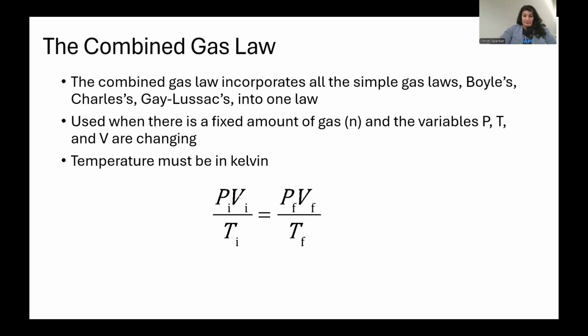So if we took out our temperatures, we'd be left with the initial pressure times the initial volume is equal to the final pressure times the final volume, which is Boyle's law. If we were to remove the pressure terms and we just had volume over temperature on each side, that would be Charles's law. If we removed the volume terms and we just had pressure over temperature on each side, that'd be Gay-Lussac's law.